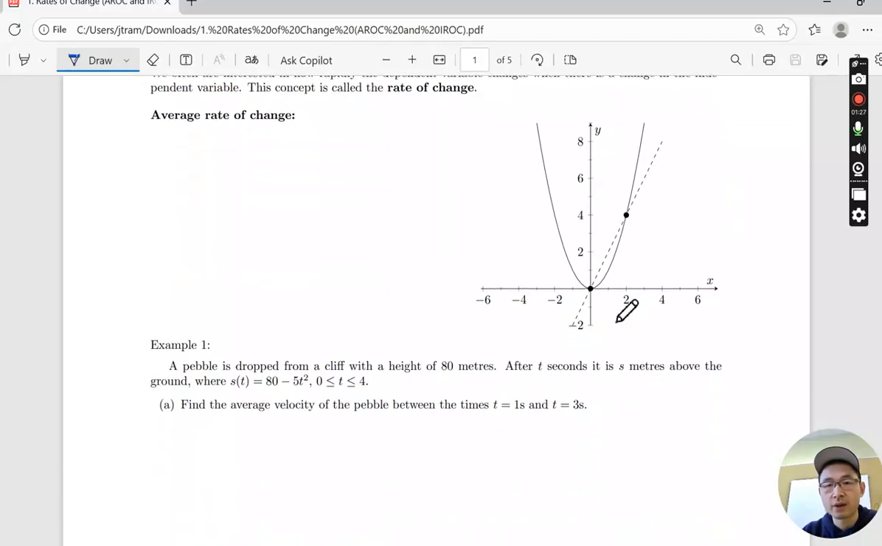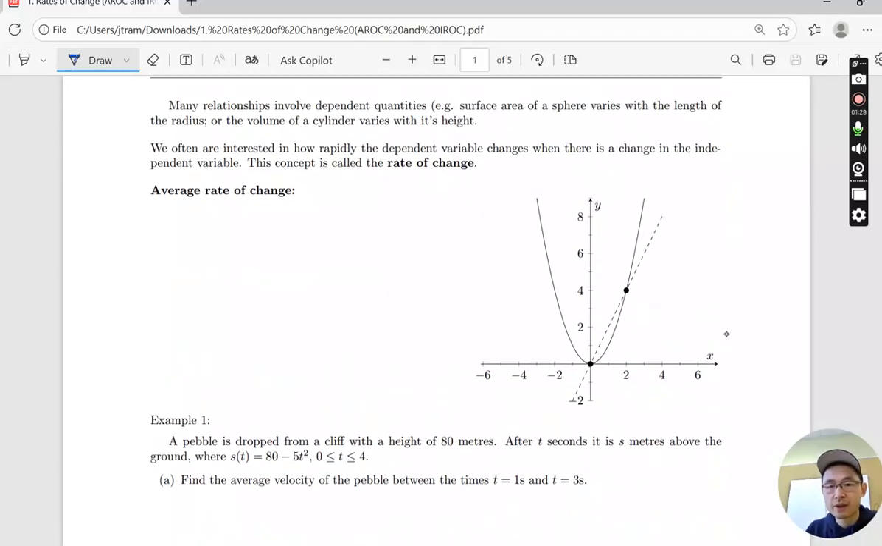Okay, so if we look at this example, the average rate of change, so this point right here, let's start here. Let's call this x1 and y1. And for this particular example, this point is 0, 0. Okay, and let's call this point x2, y2. Okay, or in other words, 2, 4.